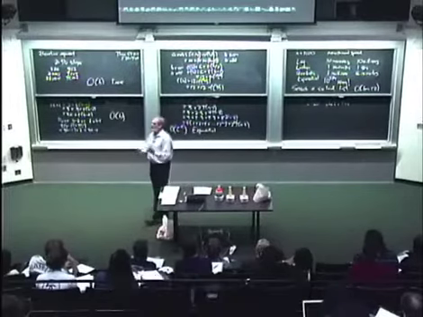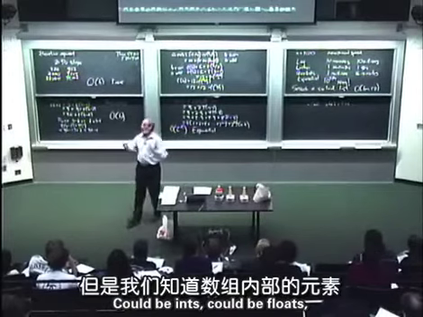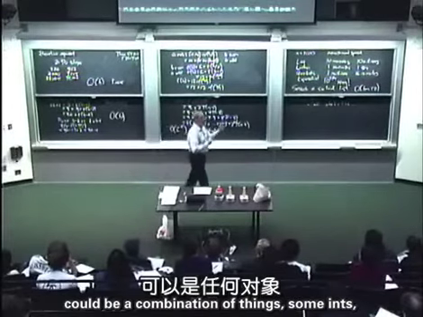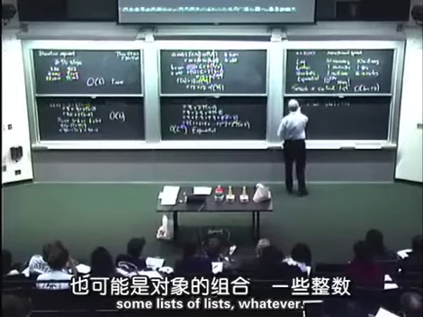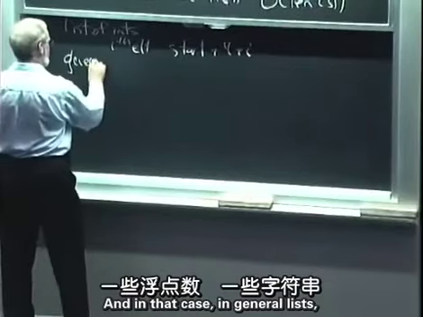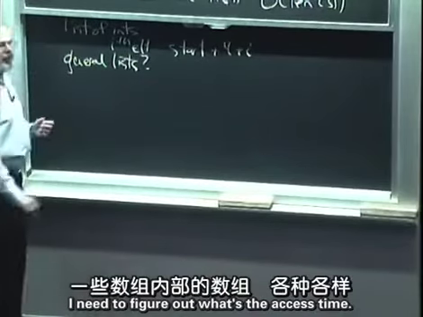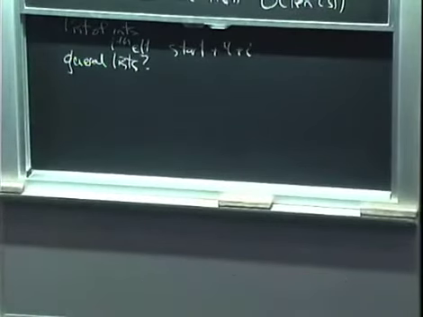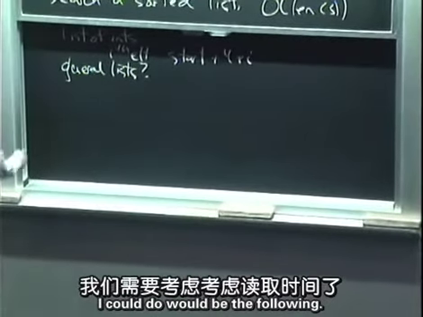But we know lists can be composed of anything. Could be ints, could be floats, it could be a combination of things. Some ints, some floats, some lists, some strings, some lists of lists, whatever. And in that case, for general lists, I need to figure out what's the access time. And here I've got a choice. Okay, one of the ways I could do it would be the following.